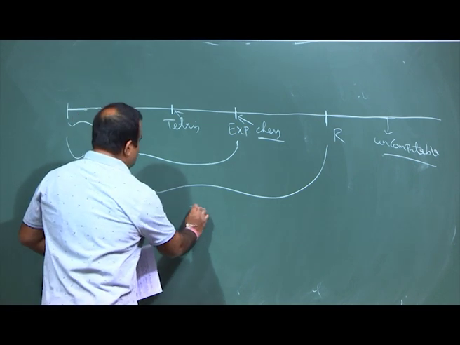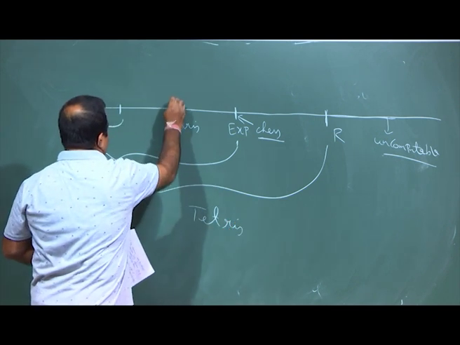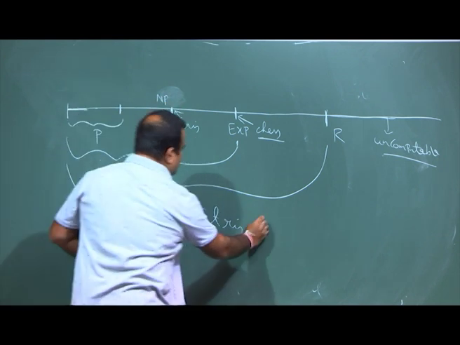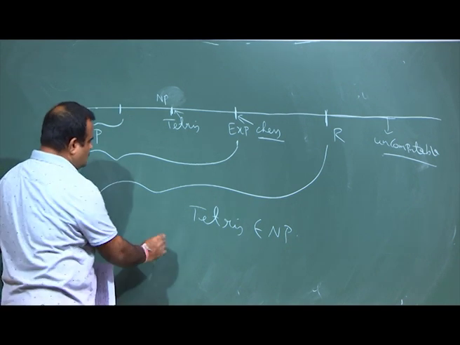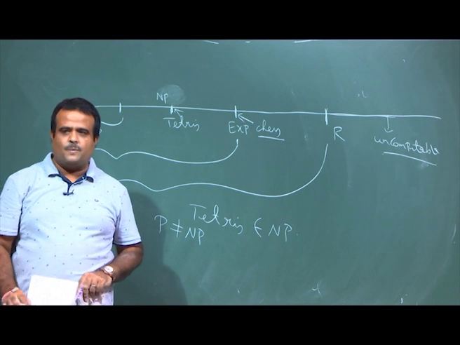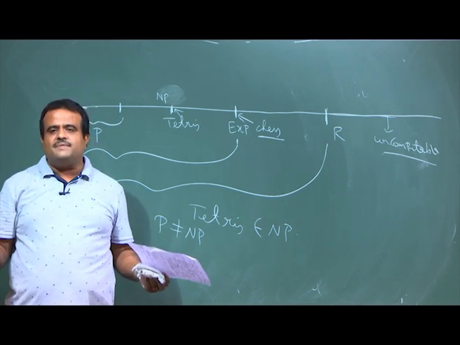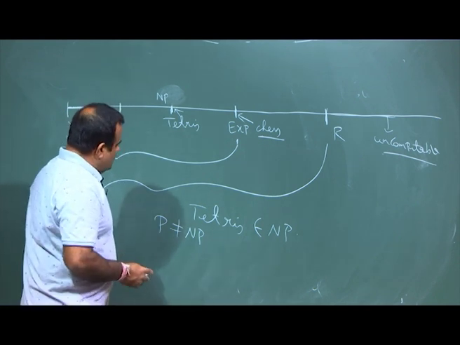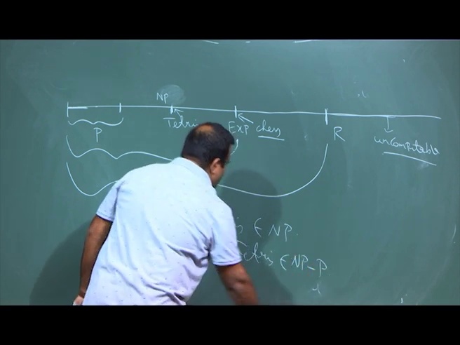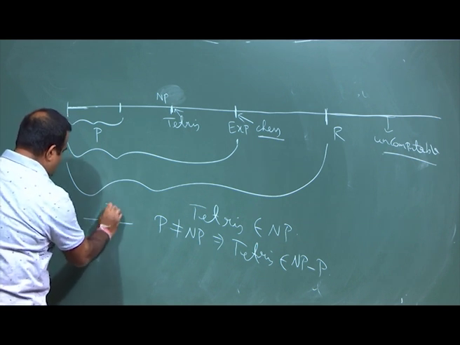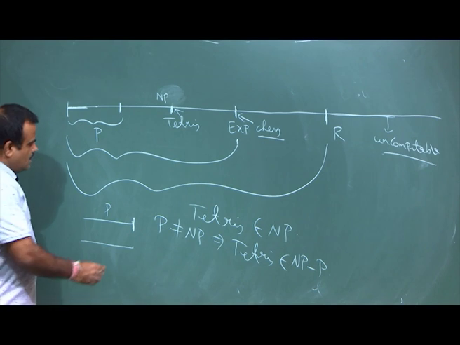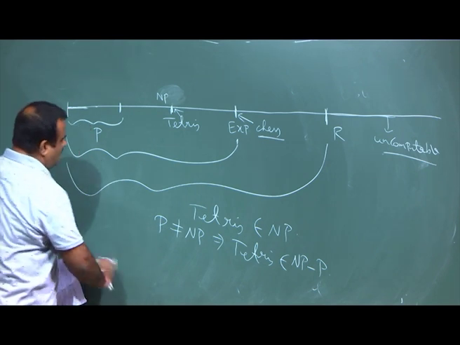So, what have we seen? We have seen Tetris. This is NP. We have seen Tetris in NP, and if we use the conjecture P not equal to NP, then Tetris must be one of the problems in NP but not in P, because we do not have any polynomial time algorithm for this decision problem. So, Tetris must belong to NP minus P. Otherwise, if P equals NP, then Tetris must sit here. It is the hardest problem, because we have no polynomial time algorithm to solve this.